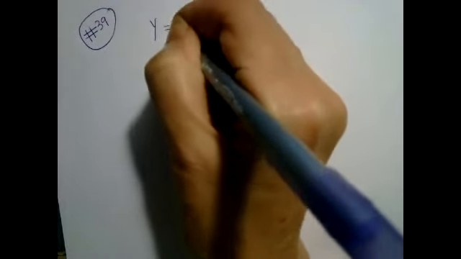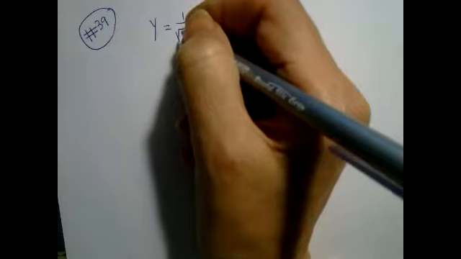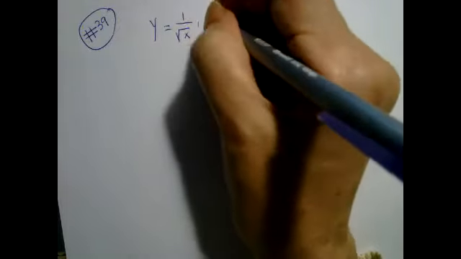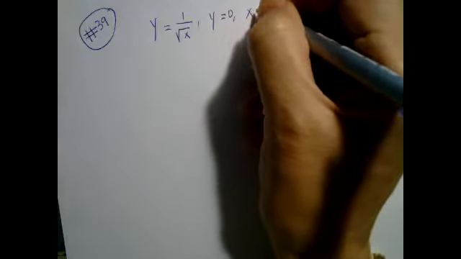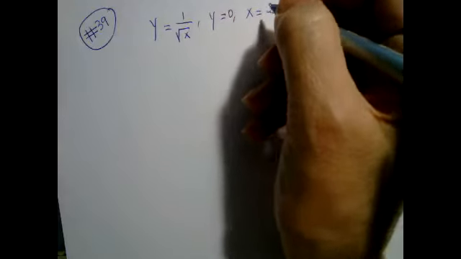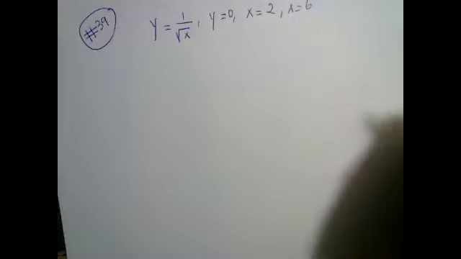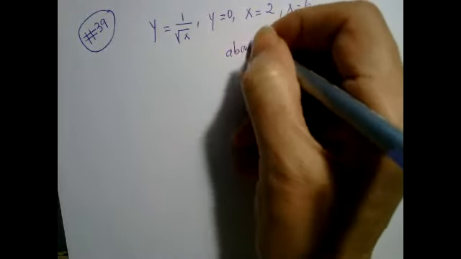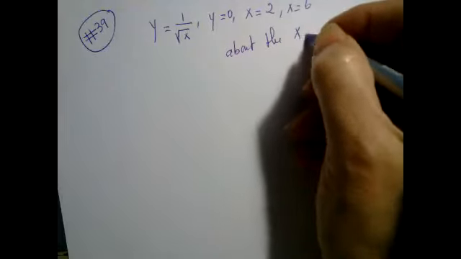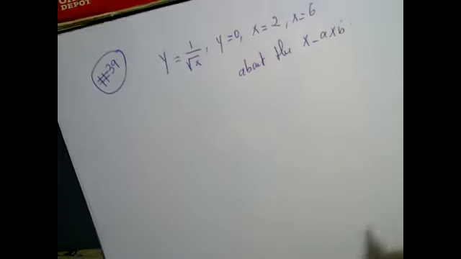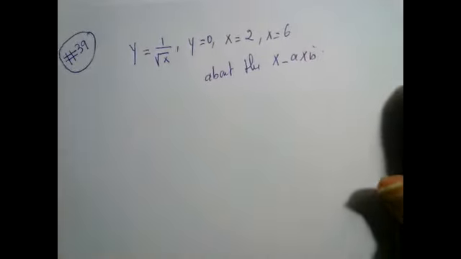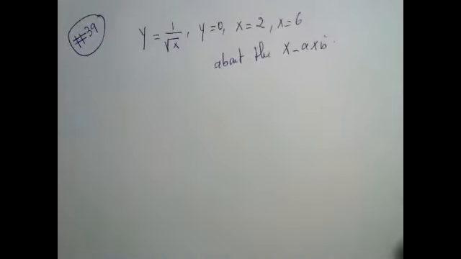All right, so I'll read it. We have the following. We have the graph of y equals 1 over square root of x, y equals 0, x equals 2, x equals 6, about the x-axis. Okay, right, so first we graph always because I have no idea what's really going on in here.